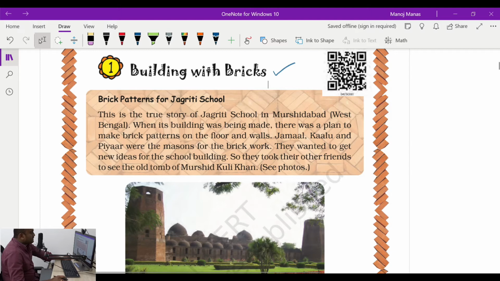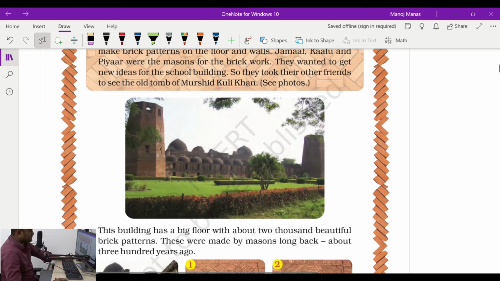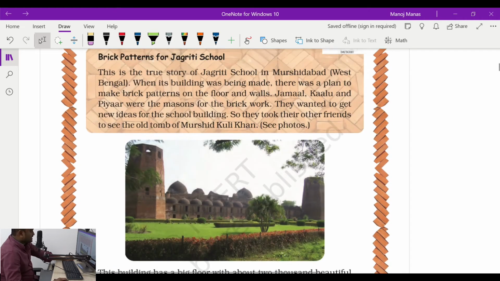This is a true story of Jagriti school in Murshidabad, West Bengal. When its building was being made, there was a plan to make brick patterns on the floor and walls. Jamal, Kalu and PR were the masons for the brick work. They wanted new ideas for the school building, so they took their friends to see the old tomb of Murshid Quli Khan. You can see the photo here.